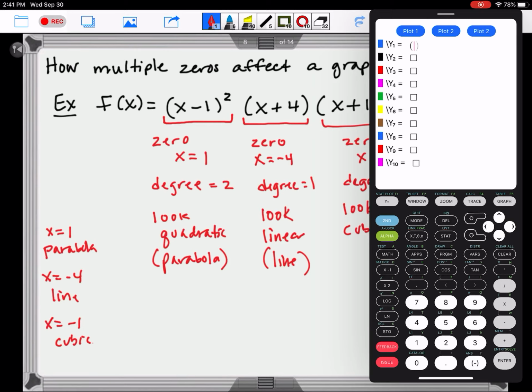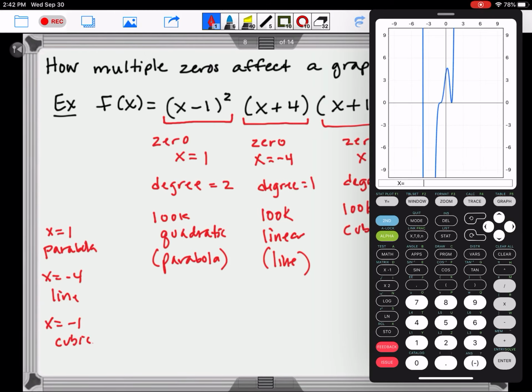I'll try again. Let's go (x minus 1) squared, and then parenthesis, (x plus 4), and parenthesis, (x plus 1), arrow out, and I needed to go to the 3rd power. Better hit enter. There we go. Okay, so we need to graph this.